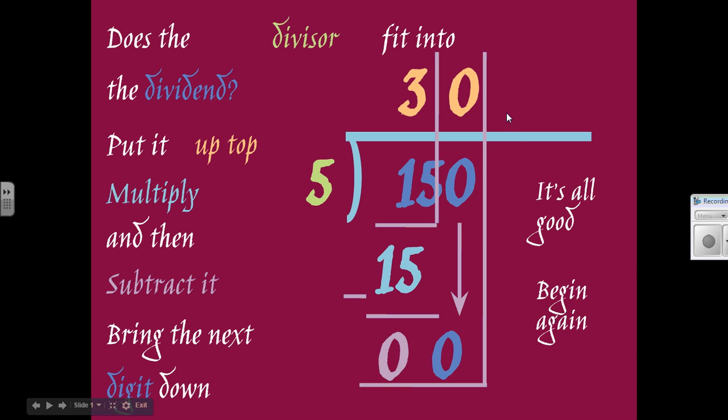So in this case, I took my 0. I brought it down. And now I'm considering, does 5 go into 0? 5 goes into 0 0 times, and so I would multiply it again because I'm going back through my process. 5 times 0 is 0. I would subtract it. 0 minus 0 is 0. It'd be all good, and I have no more numbers to bring down, so my answer is actually 30.